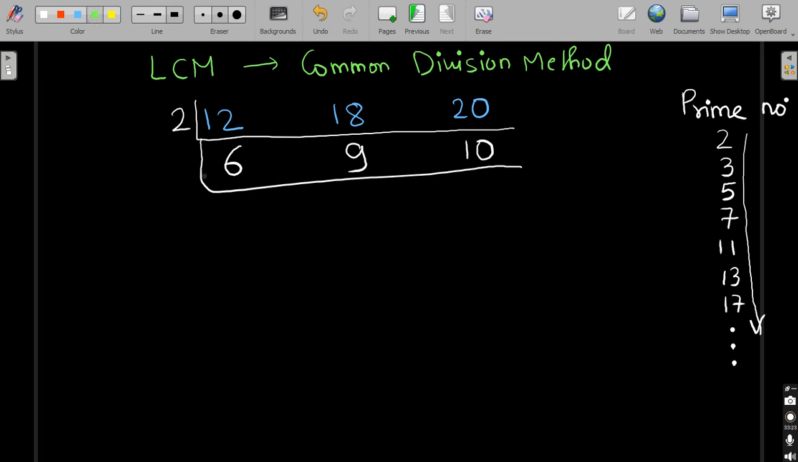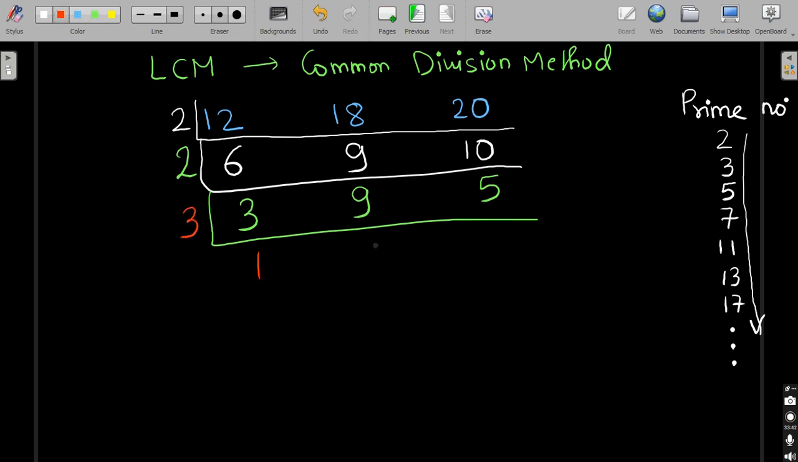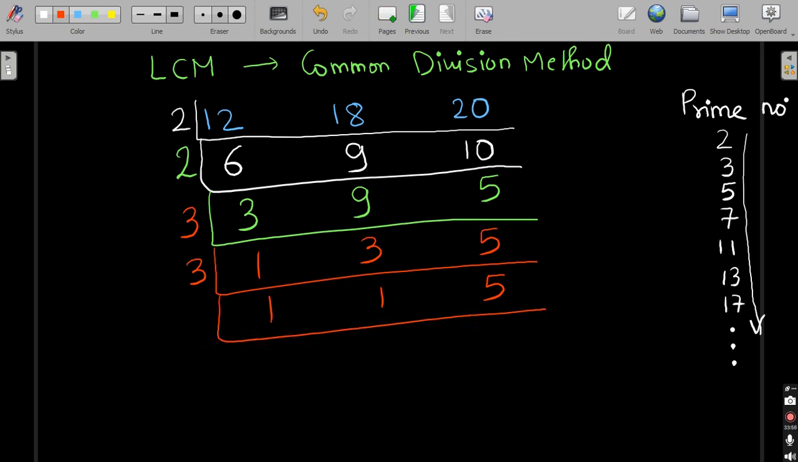Next, let us move. Which number can I use? I will use 2 again. 2 3's are 6, 9 will come as it is, 2 5's are 10. Now I can't use the number 2. Now I will use the number 3. 3 1's are 3, 3 3's are 9, and 5. Now again I will use 3. 3 1's are 3, 3 1's are 3, 5. Now again I need to check the number. Let us start with 5. 5 1's are 1, 1, 1. Up to here clear? Now students, this is how to find the LCM. The LCM process is very easy.